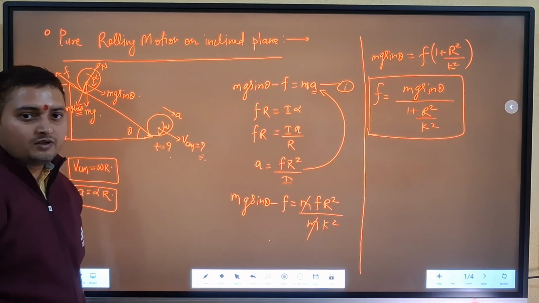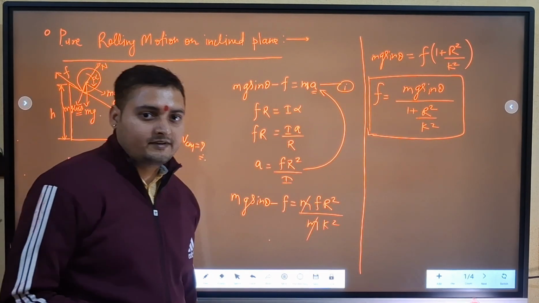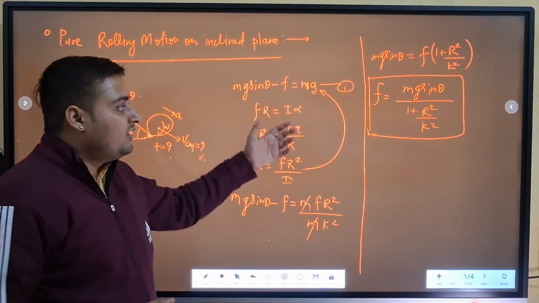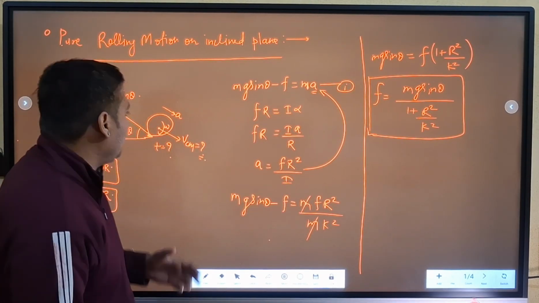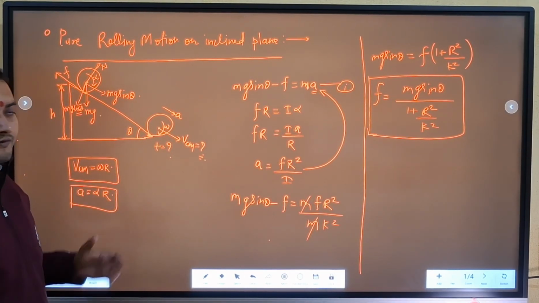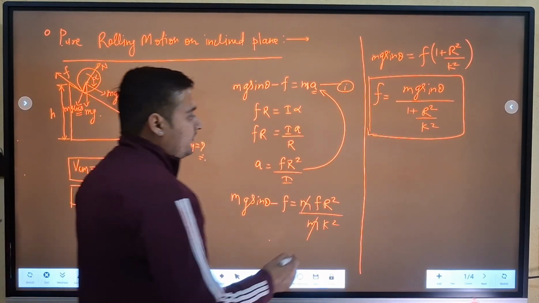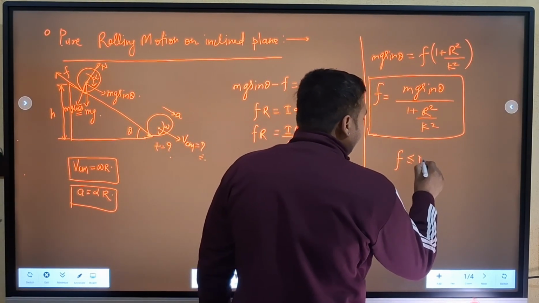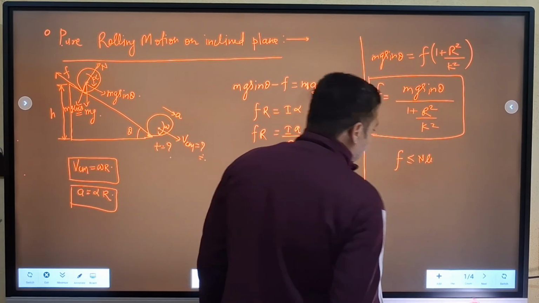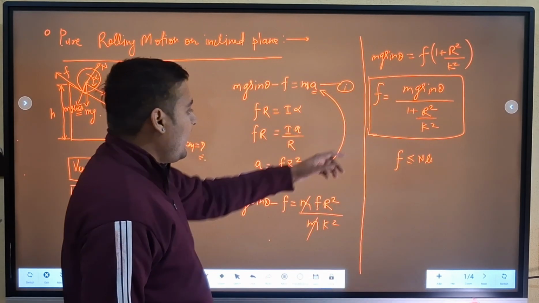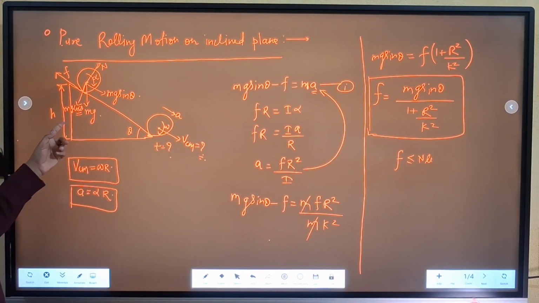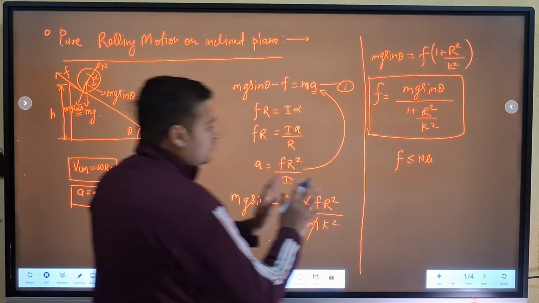Now we want to calculate what will be the minimum friction coefficient. For this we need to bring in the limiting value. So we know in case of static friction, the limiting value of friction is, friction should be less than or equal to N into mu. If you see, we have the F value, and the N value will be equal to mg cos theta. So we will put both values here.